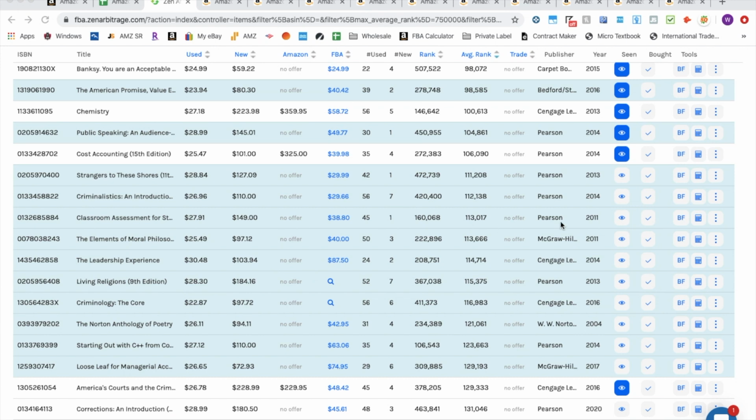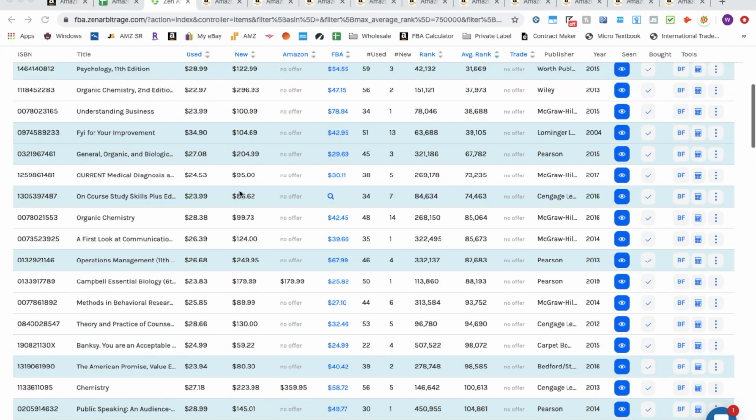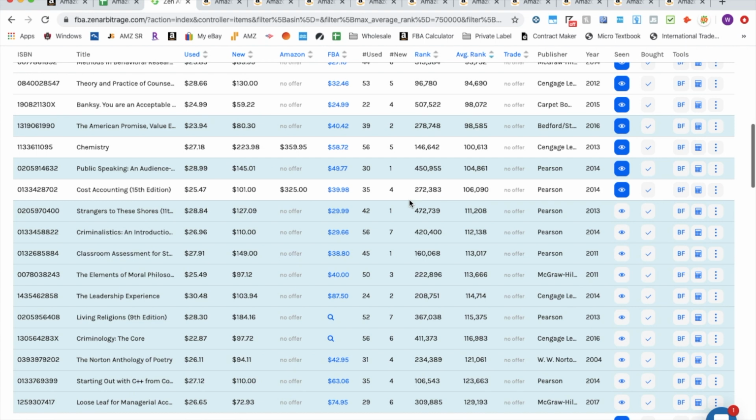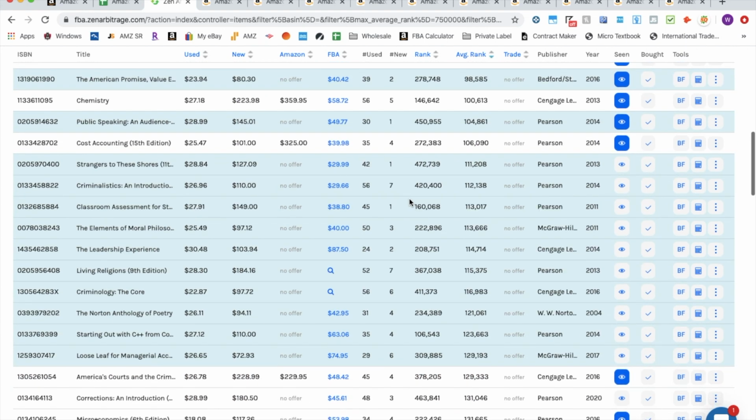One thing I should mention is after you've checked out the books that you clicked on, it helps to click this little seen button over here. You can see it turns blue. That's just going to help you next time you go through. It's going to help you save time.